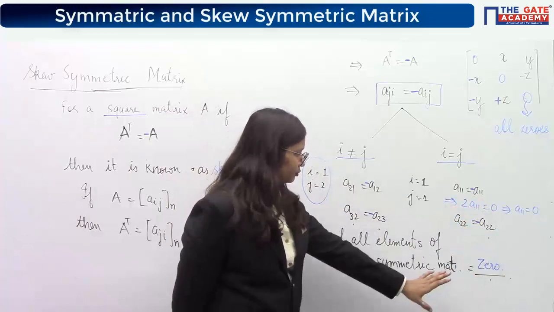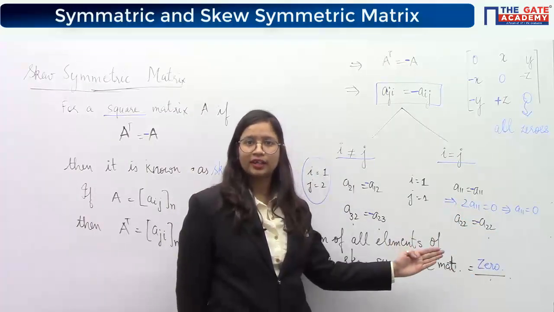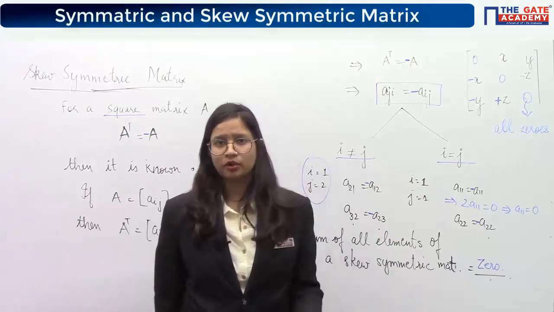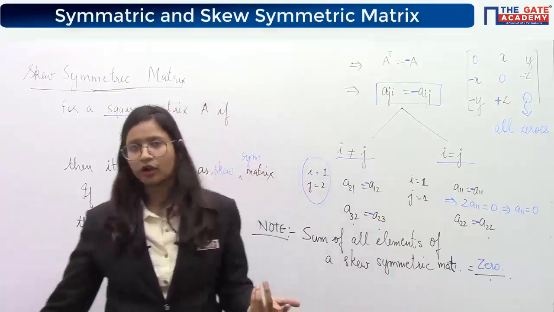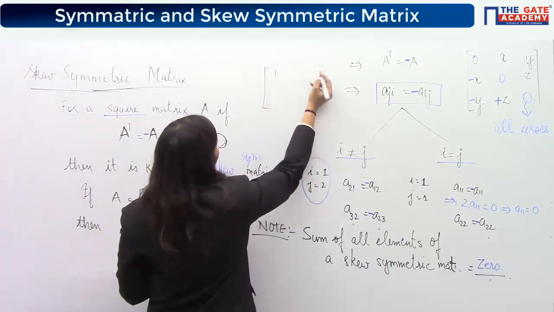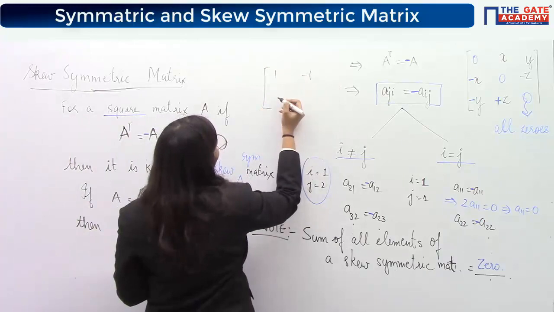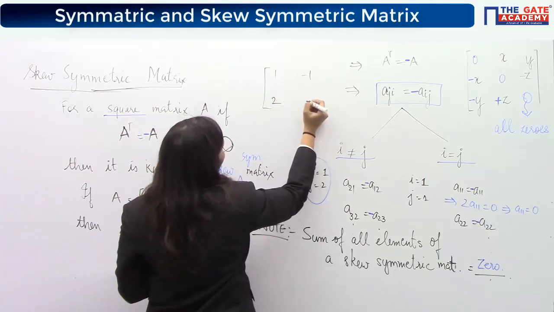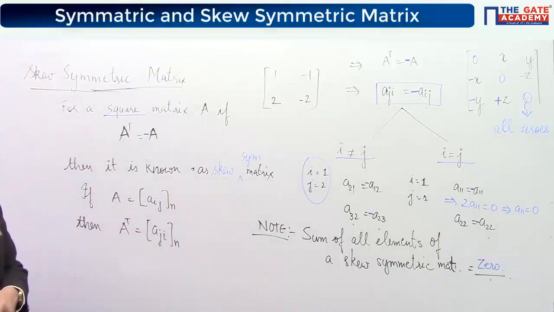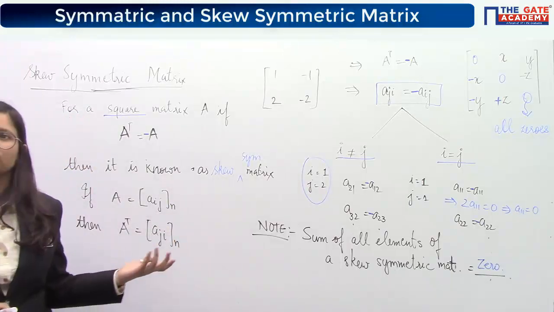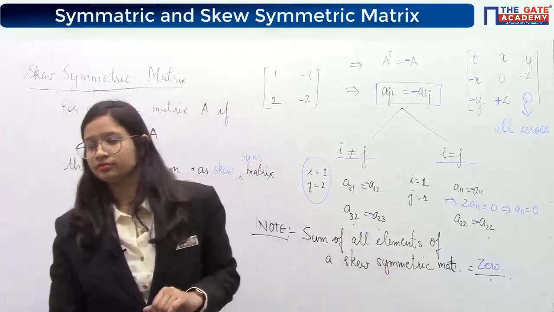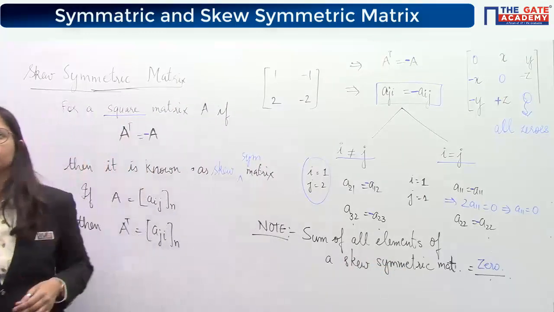You can't reverse this logic, that if you are given that the sum of all elements is 0, then it will be a skew symmetric matrix. It's obviously not always true. You can take any example, like if you have 1, minus 1, and let's say 2 is here, so minus 2. Is it a skew symmetric matrix? Obviously not. It's not a skew symmetric matrix, but the sum is 0. So the converse of this is not true. Understood?